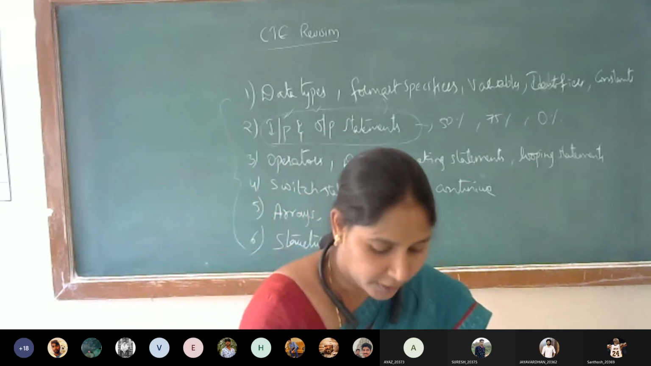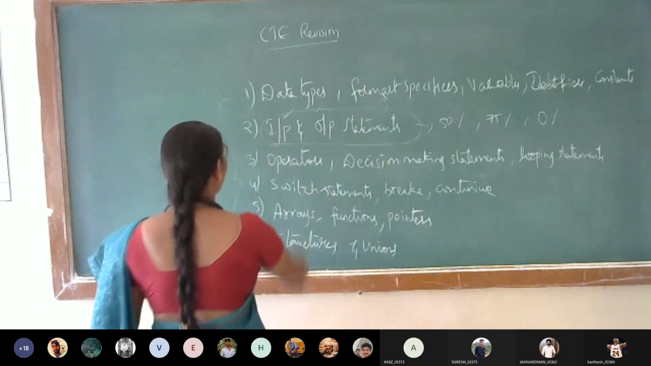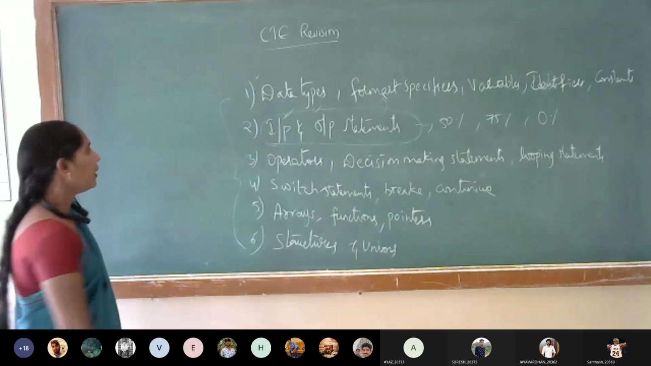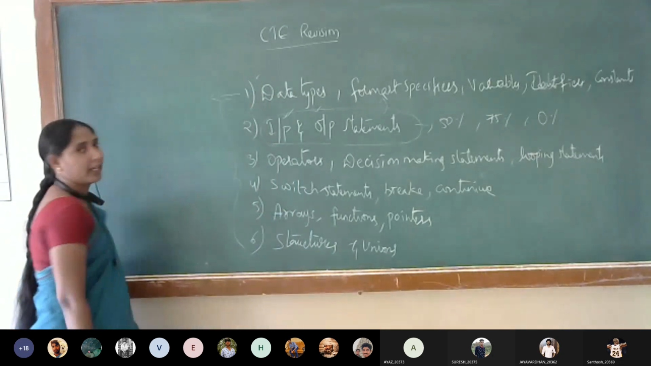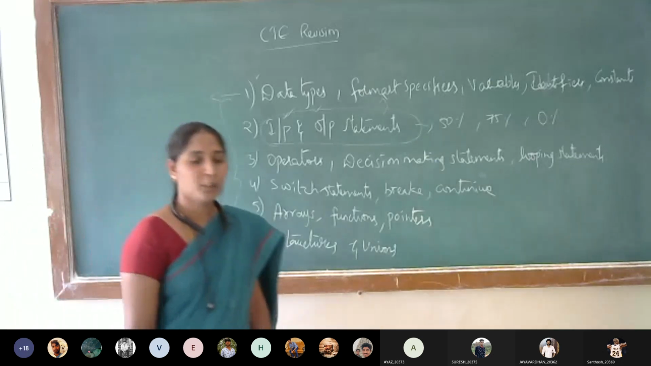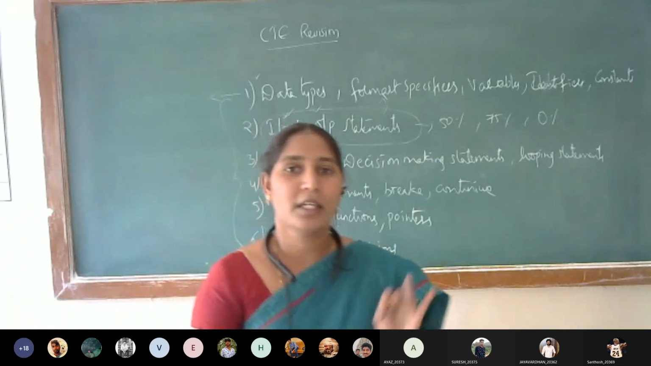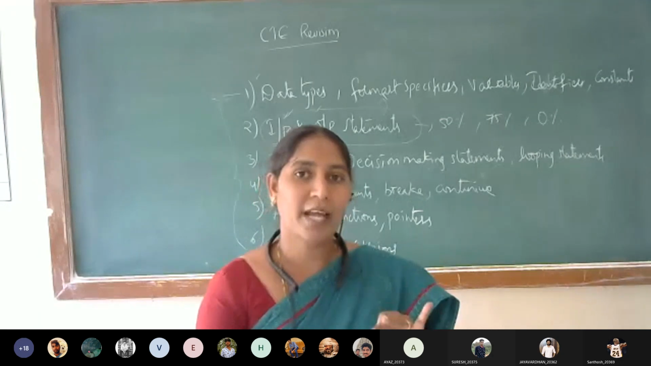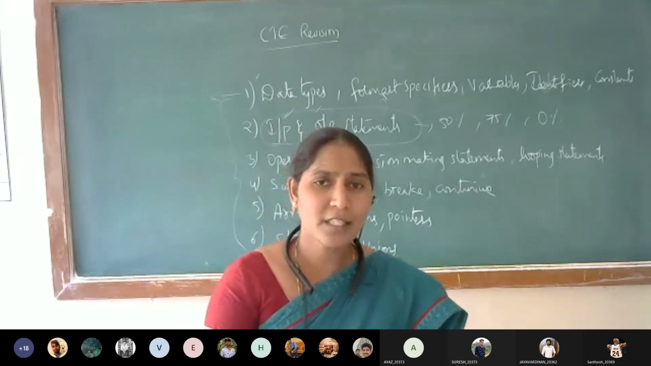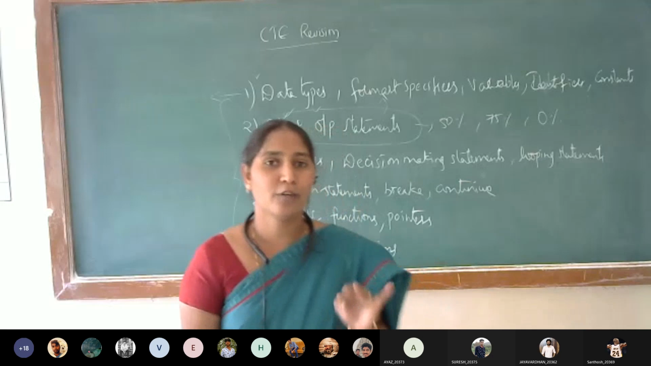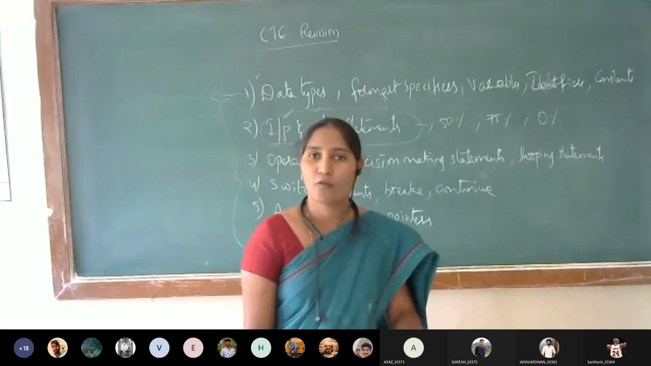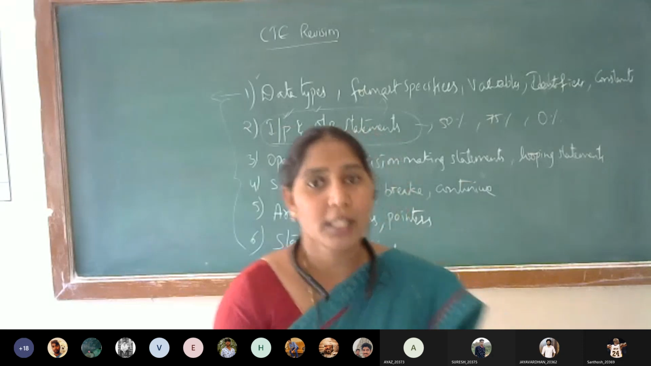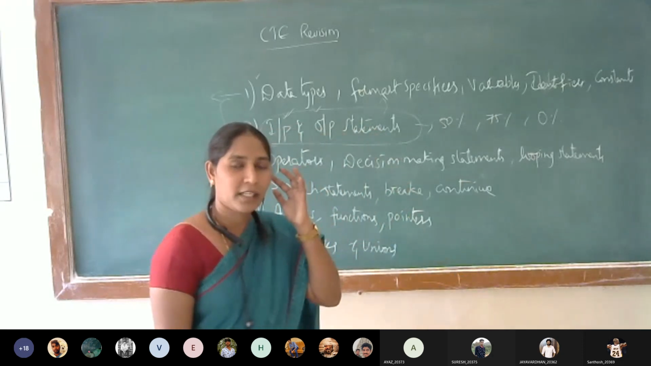The first thing we have seen is data types. What are the different kinds of data types we have? Basically we have three kinds: primitive data types, derived data types, and user defined data types. Under primitive data types, we have the basic data types: int, char, float, double, and void. Those are said to be the basic data types. Then coming to the derived data types.